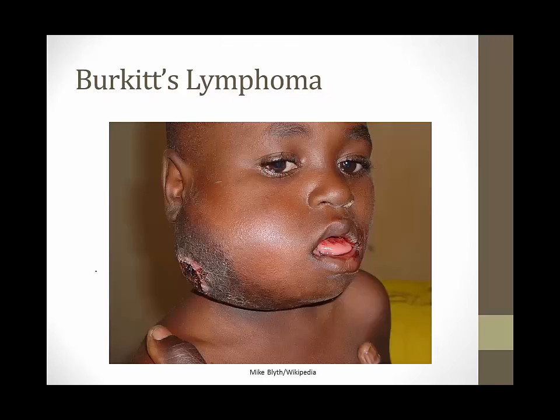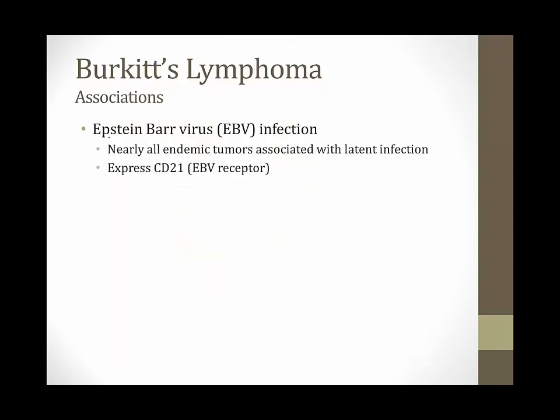And this is a picture of a child from one of the endemic regions where Burkitt's lymphoma occurs. You can see that he has a mass in his mandible, and if you see a picture like this on the USMLE Step 1 exam, you should think of Burkitt's lymphoma. As I've alluded to already, Burkitt's lymphoma is associated with Epstein-Barr virus infection.